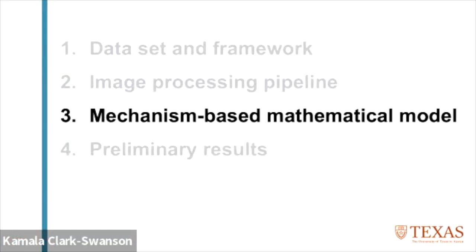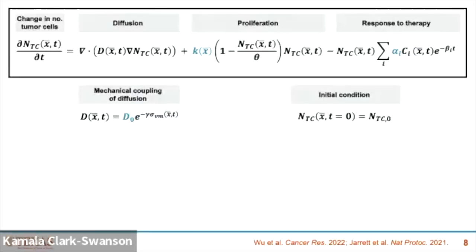All right, so moving on to the mathematical model. What we're looking at is a change in number of tumor cells, and we're doing this as a function of a diffusion term, a proliferation term, and a response to therapy term. We also do this mechanical coupling of diffusion so that we're incorporating the stress that the outside breast tissue exerts on the tumor.